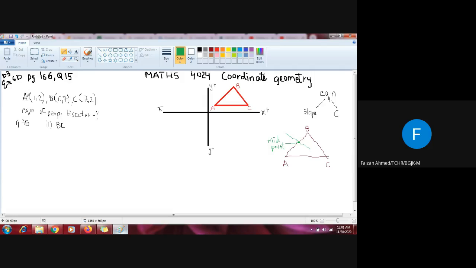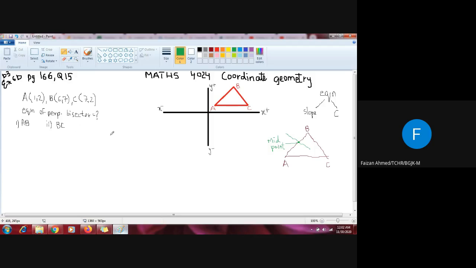In this question, three coordinates have been given to us. The first one is A, 1 and 2. The second one is B, the coordinates are 6 and 7, and the third point is C, the coordinates are 7 and 2. These are the vertices of a triangle, and we have to find the equation of the perpendicular bisector. We have two parts in this question. In the first part, we have to find the equation of the perpendicular bisector of AB, and in the second part, the equation of the perpendicular bisector of BC.